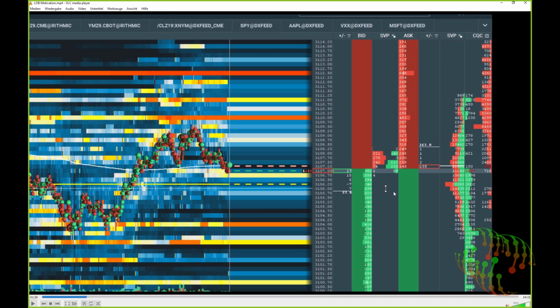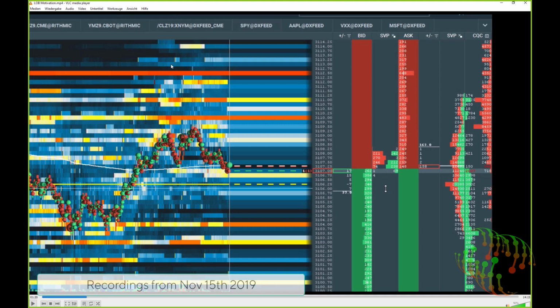This is just to show you what we will do this week. This is a recording from last Friday. This is the ES future. And my question was, is this an area to buy or is this an area to sell?